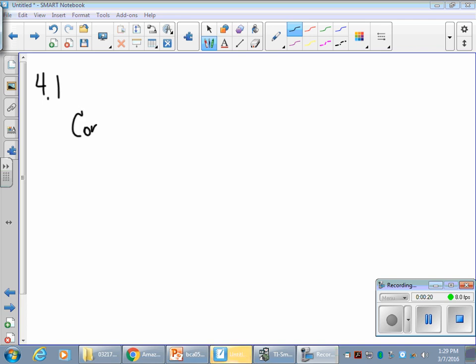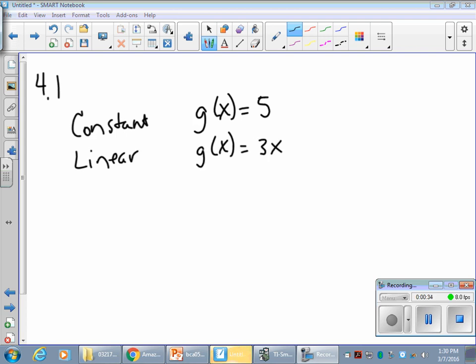A constant function is one that just has a number. So if you see a function f of x, g of x, whatever, and just a number, that's called a constant function. Then we can have a linear function, and that would be something like g of x equals 3x minus 7. It would have an x. The x would be the first power. So that's a linear function.